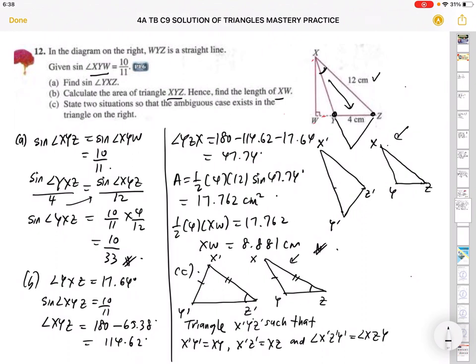So the second triangle is triangle X prime, Y prime, Z prime, such that Y prime Z prime equals YZ. Another one, X prime Z prime equals XZ. And angle Y prime X prime Z prime equals angle YXZ. The third angle here is the same as this angle.